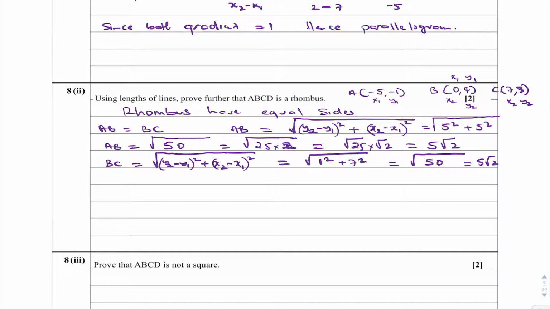So because they're the same, since AB equals BC, hence it's a rhombus.